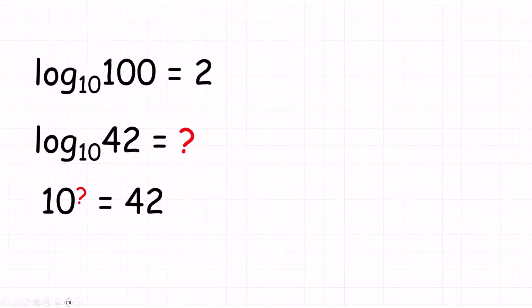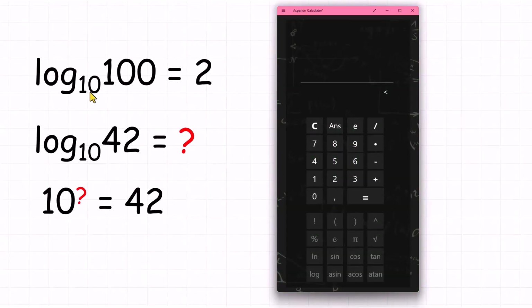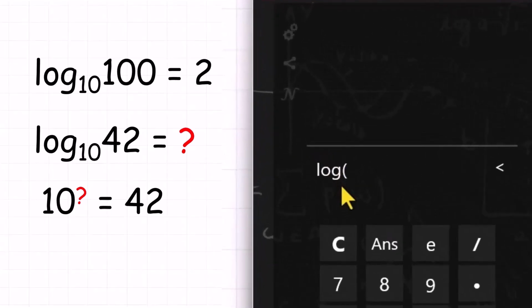I'm going to pull up a calculator here. So log base 10 of 100 equals 2. You notice there's no little 10 underneath here like this because calculators automatically are in base 10. They don't use the other bases. So we just do log of 100. And I get a 2 for an answer. So that means that 10 squared equals 100.